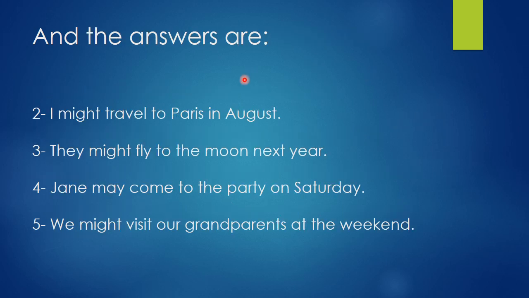So the answers are, as you see here, number 2, I might travel to Paris in August. Okay, I is the subject. After the subject comes may or might, then comes the infinitive verb travel, then comes the rest of the sentence, to Paris in August. So they might fly to the moon next year. Subject, might, infinitive verb.